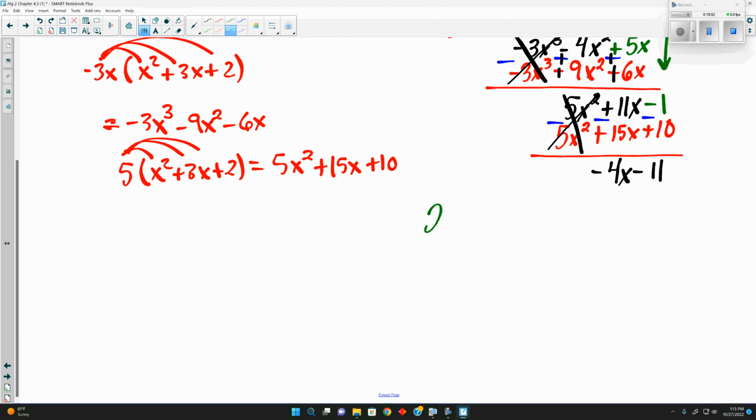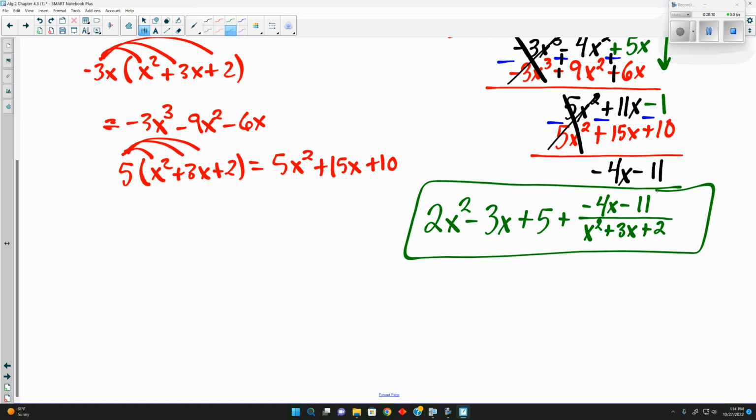So the final answer we have is 2x squared minus 3x plus 5 plus what we had left over, negative 4x minus 11 over x squared plus 3x plus 2. That's it.